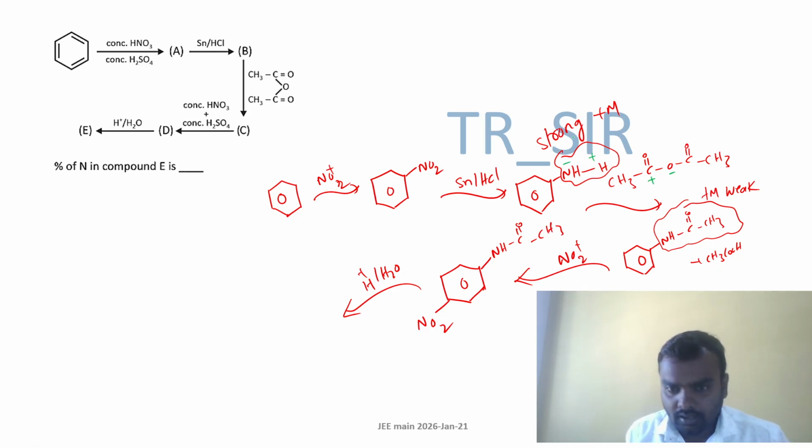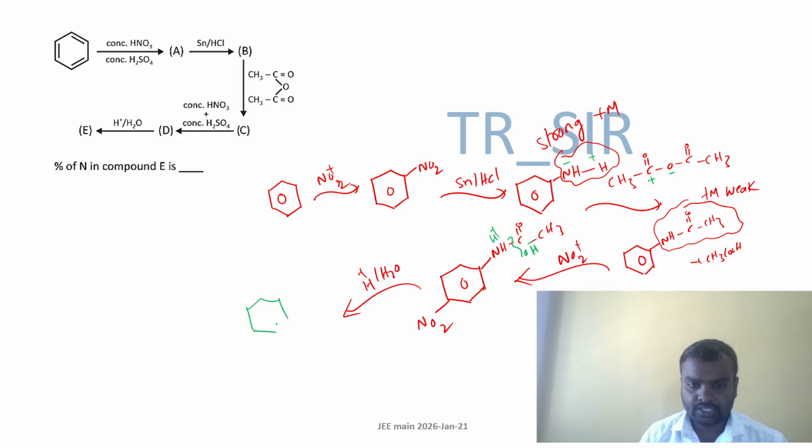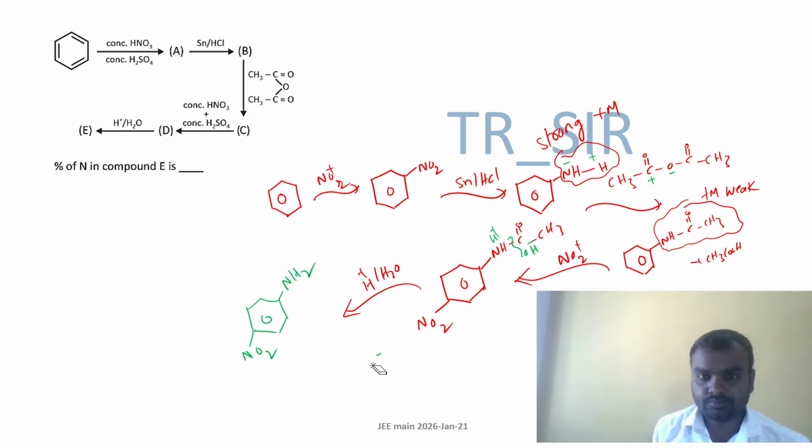How to do it here? Break this one into OH and H. H positive, OH negative. That's all. You'll get the product, which is para nitroaniline, NH2 and NO2. Now they're asking the percentage of nitrogen in this product. Percentage of nitrogen you have to find out.